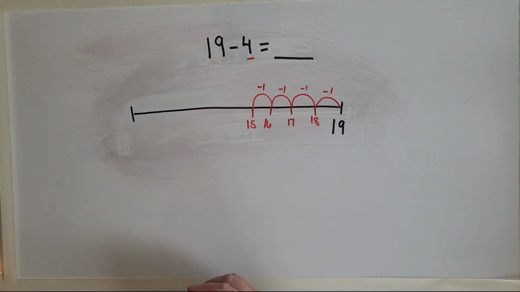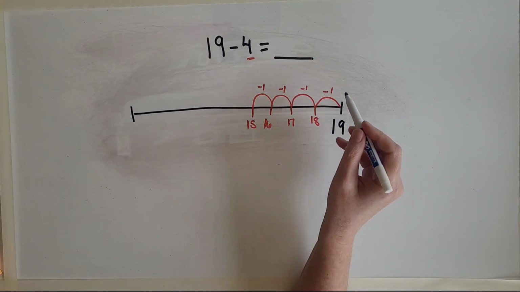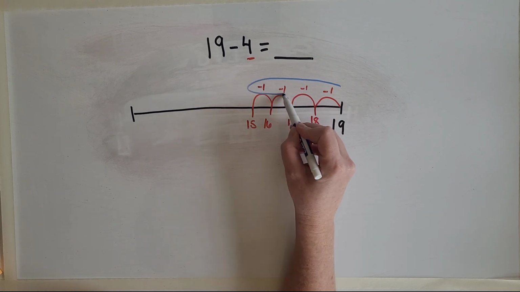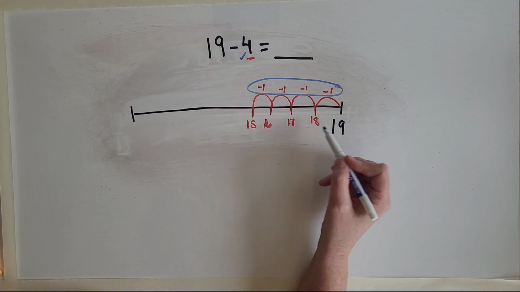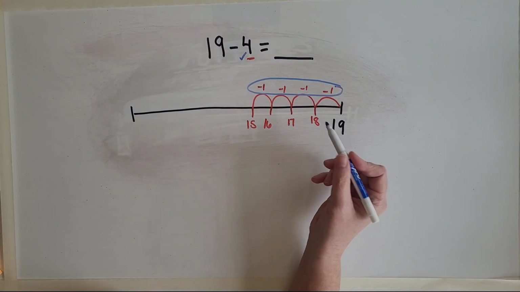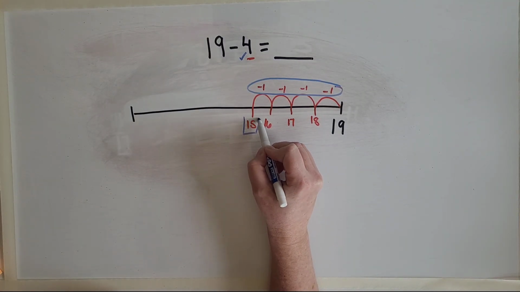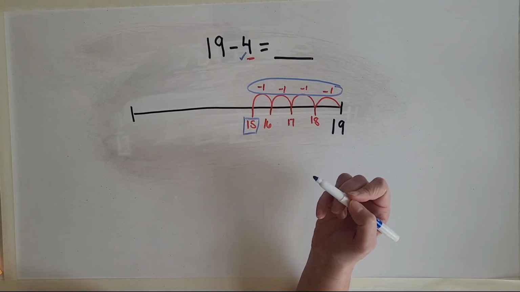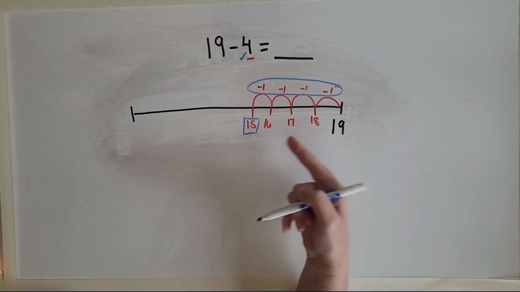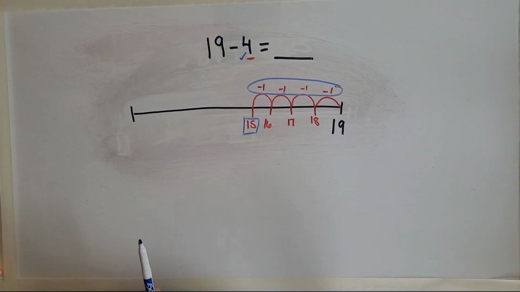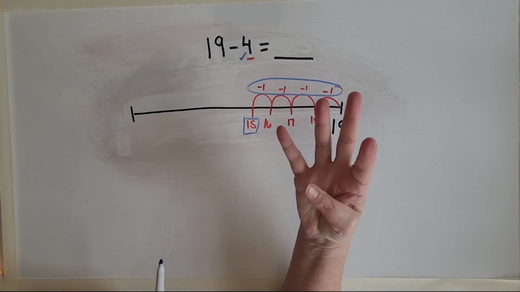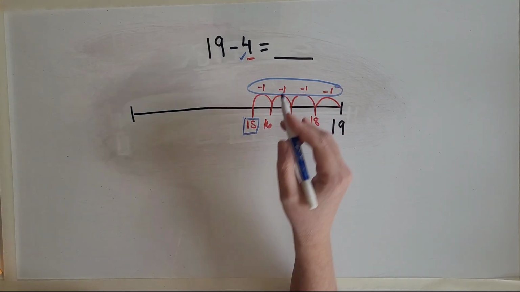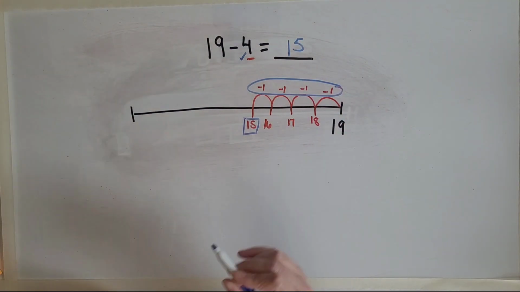I'm going to check my work the same way I would with addition. I'm going to look at how many hops I made. Did I make a total of 4 hops? Yes, I did. Where is my answer? It's the last place I landed, 15. And again, I can count backwards to make sure that this is correct. 19 in my head, 18, 17, 16, 15. I subtracted my 4. My answers match up. 19 minus 4 is 15.